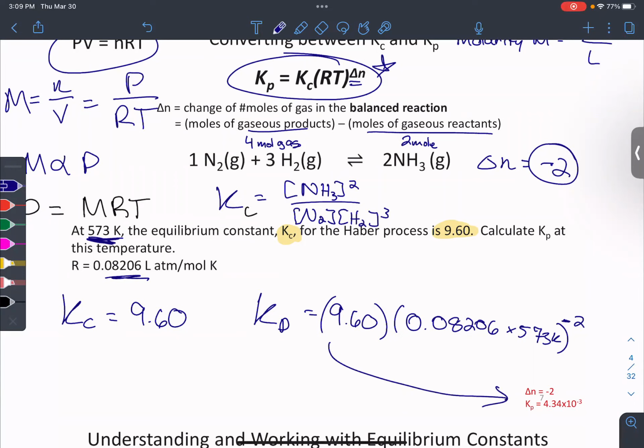So use the appropriate R, use the temperature that's given, and inspect the balanced chemical reaction. We're going from 4 moles of gas to 2, so delta N is -2, and you can just use that equation to convert between Kc and Kp. Okay, great.